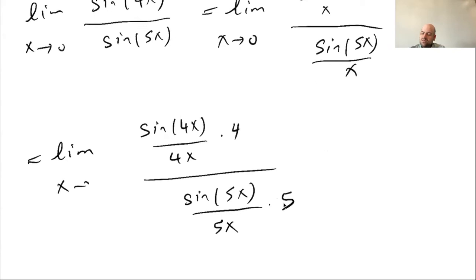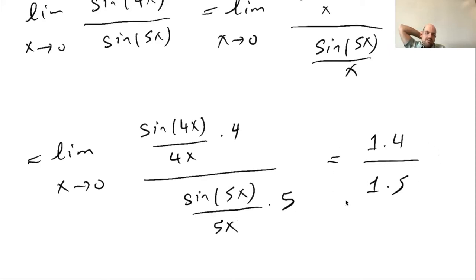As x approaches 0, and then this is 1 times 4 divided by 1 times 5. You can call this one t if you want, and then sine t over t, the limit will be 1 as t approaches 0. We can call this one s, for example, if you want. Sine s over s, as s approaches 0, is also 1.